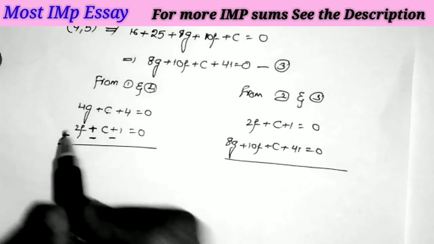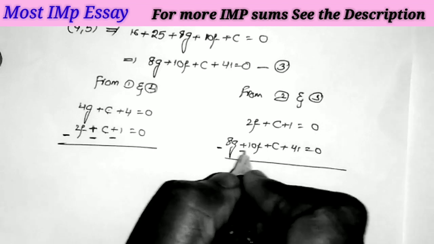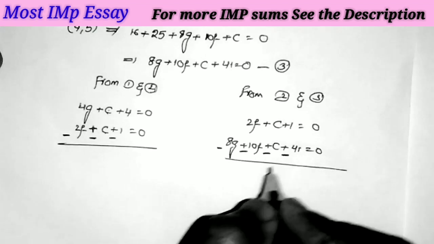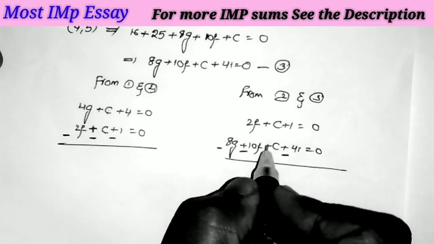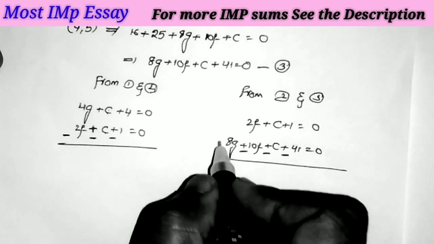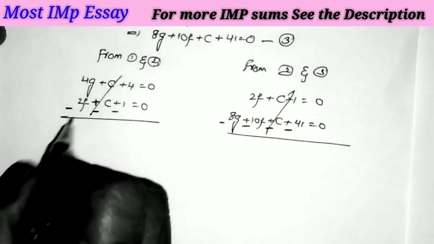Okay, minus here, also minus minus. Here also, change the signs of only the second equation. Plus means we take minus, plus means take minus, plus means take minus, plus means take minus. Here plus c, minus c gets cancelled.